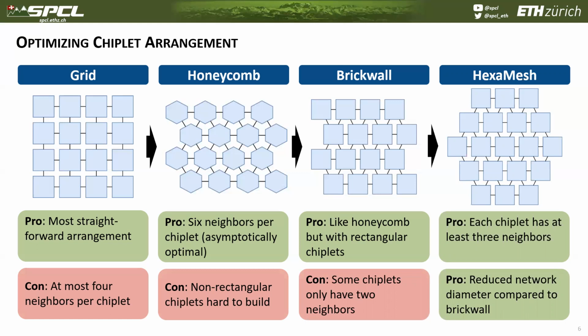Now that we have introduced our arrangements, we would like to compare them. However, not all of these arrangements are applicable for the same chiplet counts. A grid arrangement, for example, is only applicable if we have a square number of chiplets, and also for the HexaMesh, only certain chiplet counts lead to a regular arrangement. To deal with this problem, we introduce irregular arrangements.